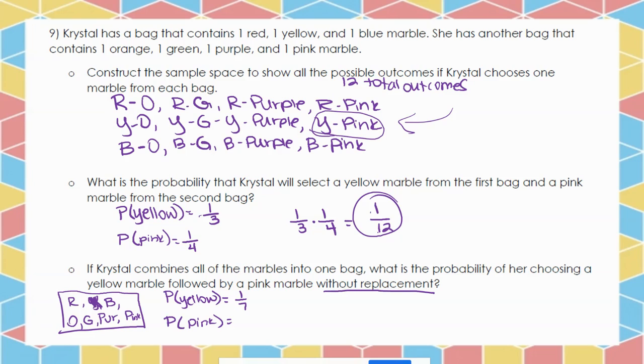So now we're looking for pink. There's only 1 pink, but this time there are only 6 marbles. So the probability of yellow, then pink, is going to be 1/7 times 1/6. 1 times 1 is 1, and 7 times 6 is 42. So this probability is 1 over 42.